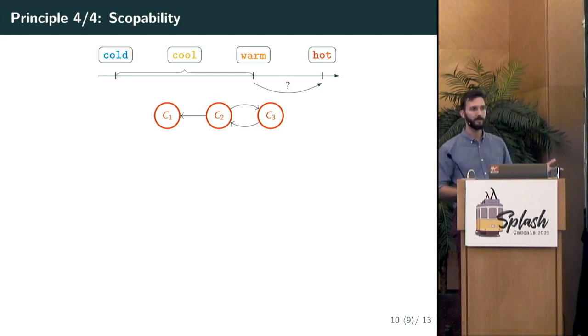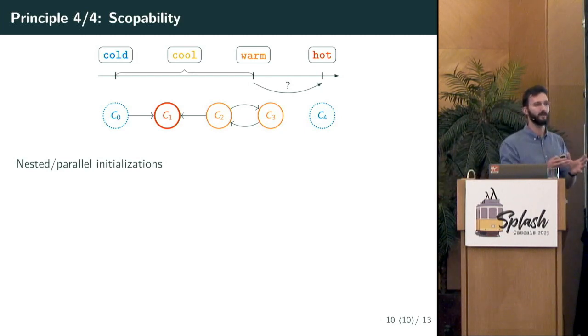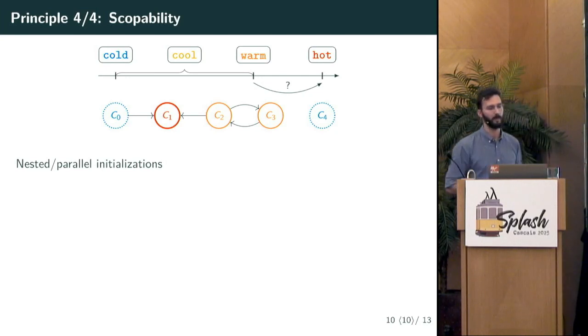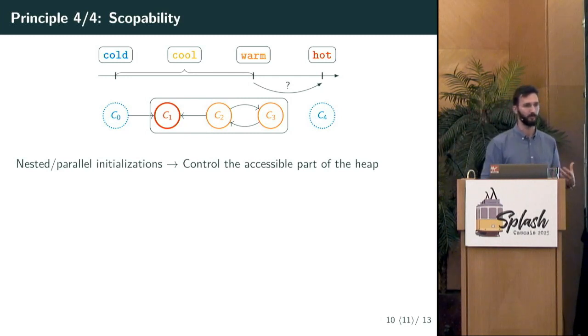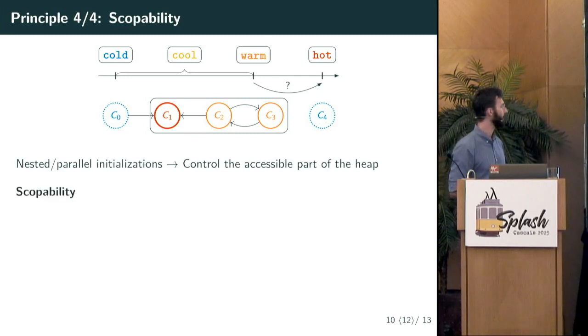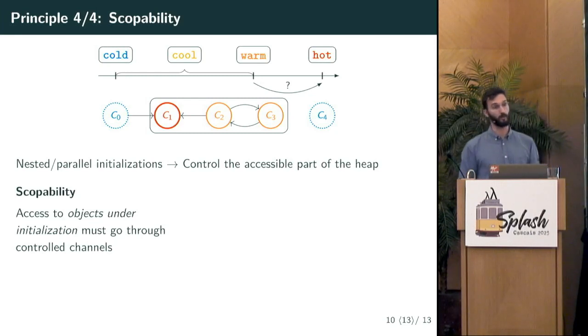But what happens if inside the heap there are also other objects that are unreachable and that are cold? Like what happens if you have parallel initialization or if you have nested initialization processes? In those cases, you will not be able to upgrade a set of objects from warm to hot if you don't know that they are actually in a restricted part of the heap. So the principle of scopability states that basically you should control the accessible part of the heap to show that in this accessible part of the heap, there are only warm objects. So the principle of scopability: access to objects under initialization must go through controlled channels.